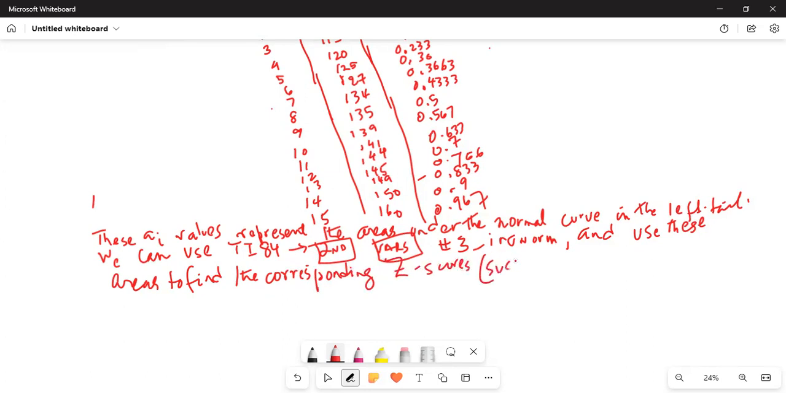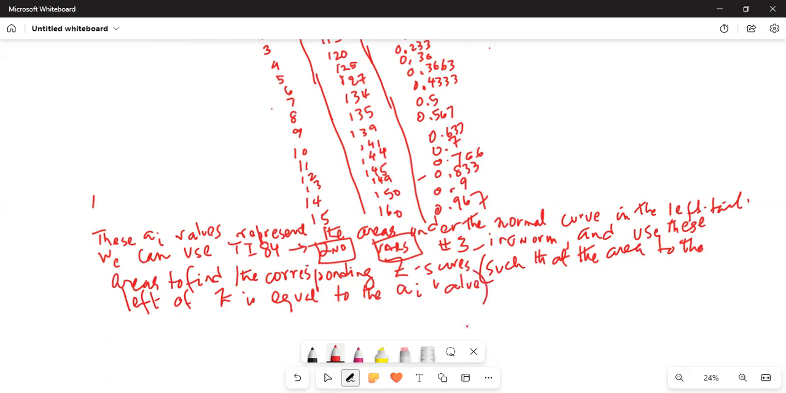Such that the area to the left of the z is equal to the ai value. Okay.